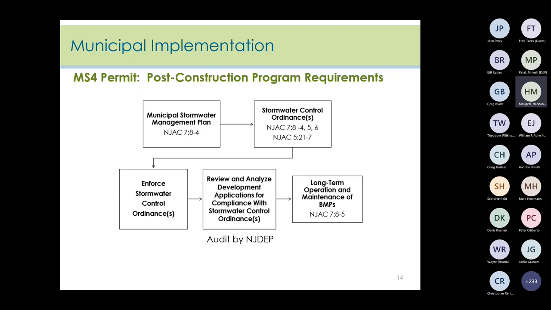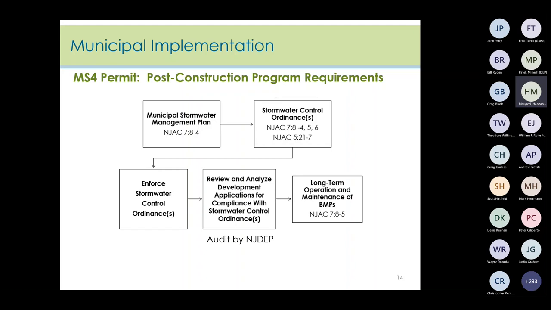Let's take a look at the lower tier of boxes on the slide. The municipality must enforce their own SCO, review applications for compliance with their own SCO, ensure long-term operation of BMPs, and must make sure the required maintenance is performed, which also includes privately owned facilities for municipalities. The last box also applies to public complexes and highway agencies, and those requirements in the boxes have been in place previously before. Now, creating the plan is not a one and done scenario, as the plan must be updated periodically, which will start the cycle over again.